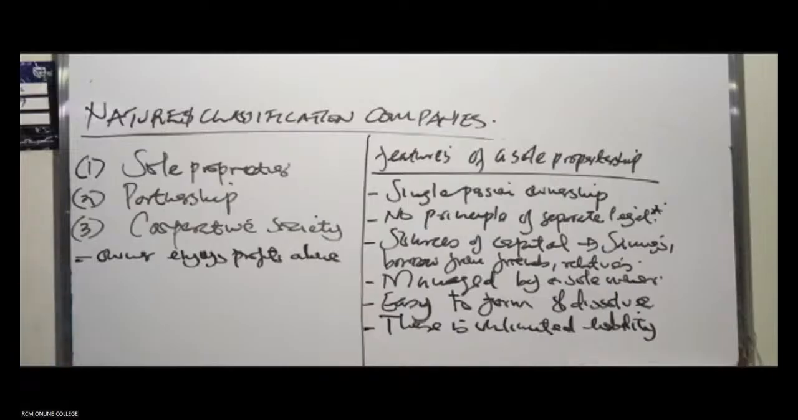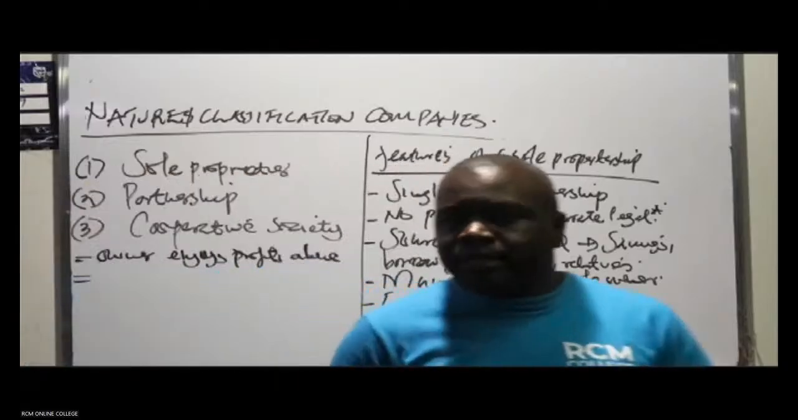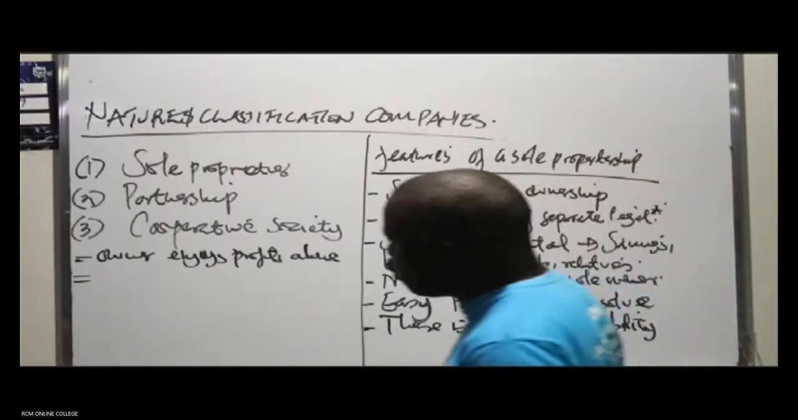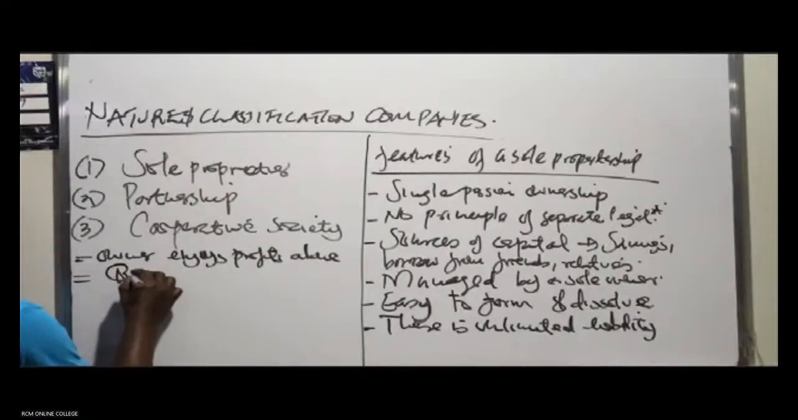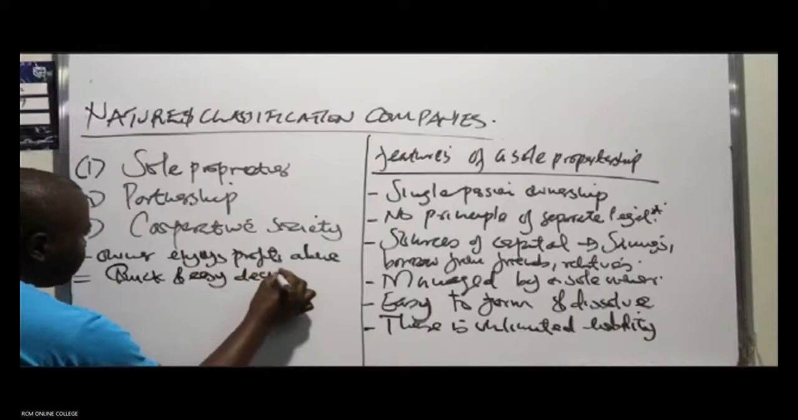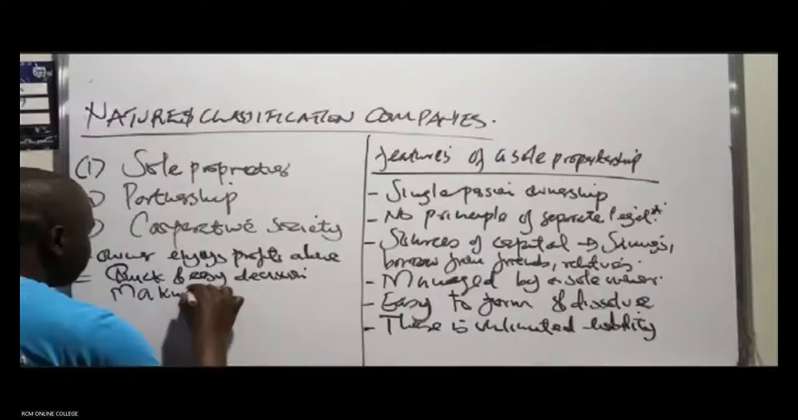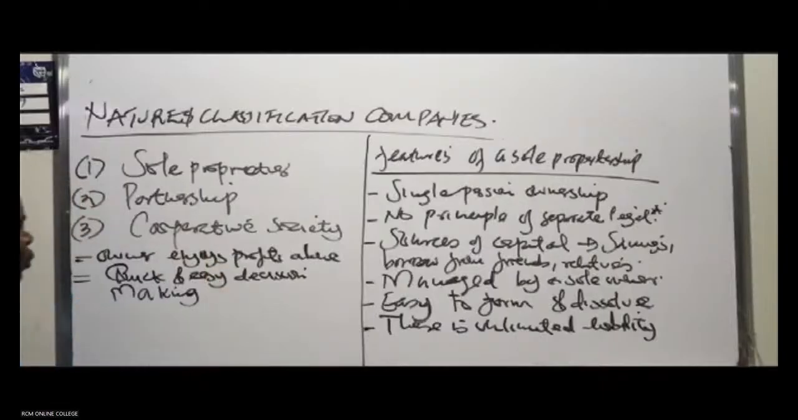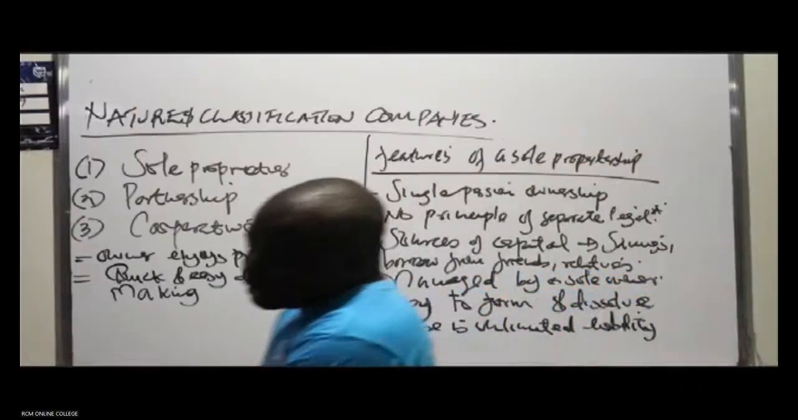Kevin says, quick decision making. Very brilliant. So it is easy to make decisions. You just consult yourself. You don't have to consult anyone. You are the sole owner. You are your own boss. So it is very easy to make decisions. Quick and easy decision making without having to do a lot of consultations.